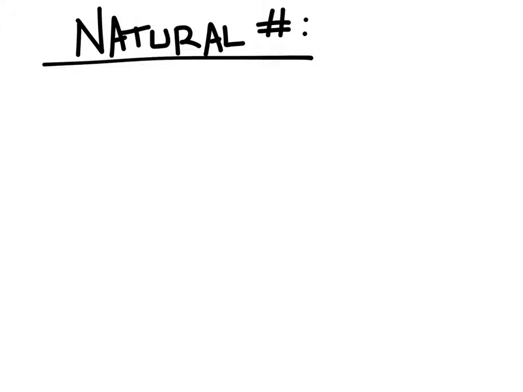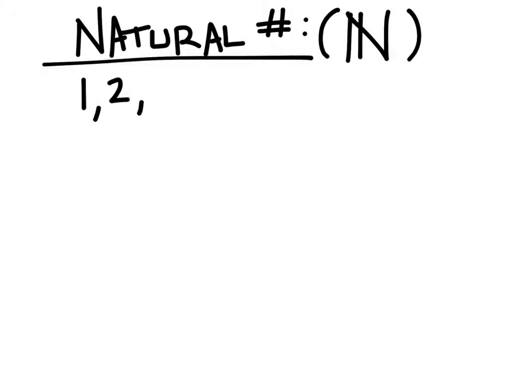Natural numbers are also indicated with the very fancy N. Oh, I might write my name like that now. So natural numbers are numbers such as 1, 2, 3, 4, 5, 6, and it goes on forever.